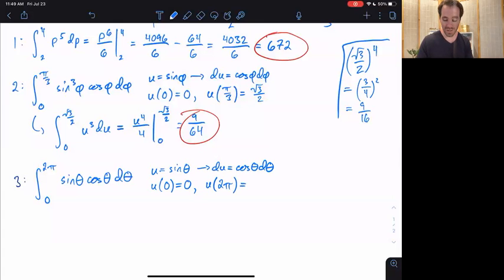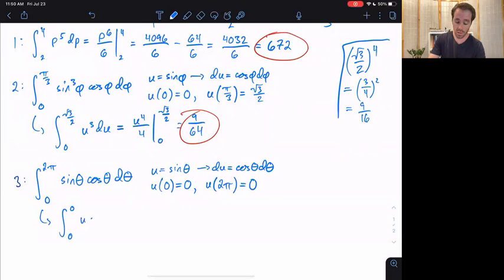Well, this is weird because u of 2 pi is also 0. So, like, what does this even mean? Well, okay, think about what it does imply. It implies that this is going to be integral from 0 to 0. Yes, both the same. From 0 to 0 of u du.